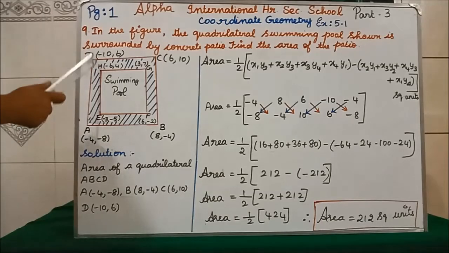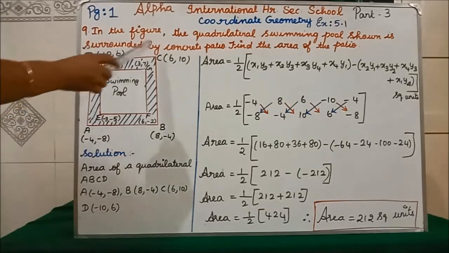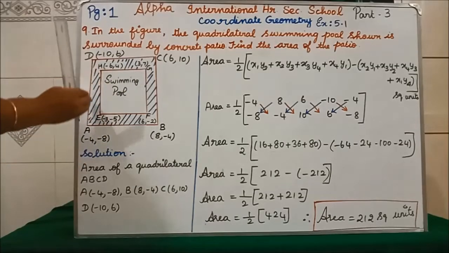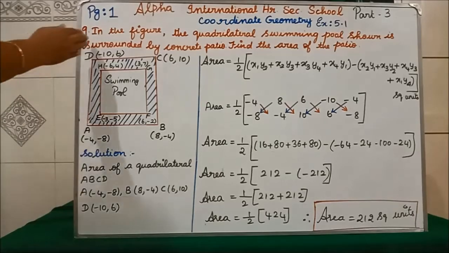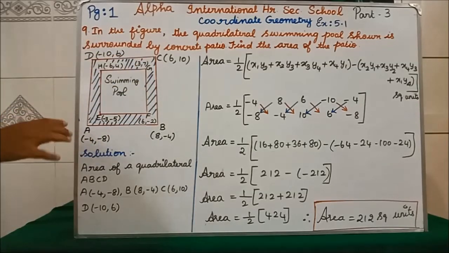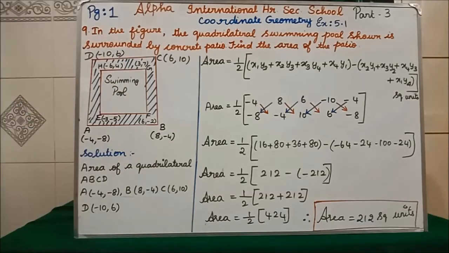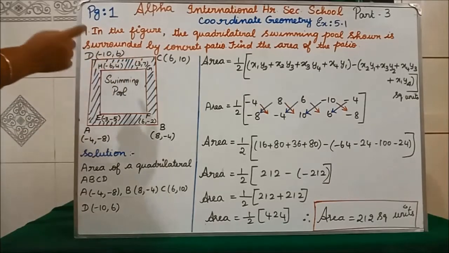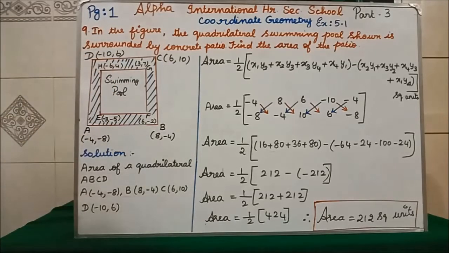You have to first find the area of the quadrilateral ABCD. Then you have to find the area of the quadrilateral EFGH. Then if you subtract this part from the full part, you will get the shaded portion, isn't it? So first we are going to find the area of the quadrilateral ABCD. Next we are going to find the area of the quadrilateral EFGH. Afterwards, we are going to subtract the big quadrilateral with the small quadrilateral. Then we will get the area of the patio.